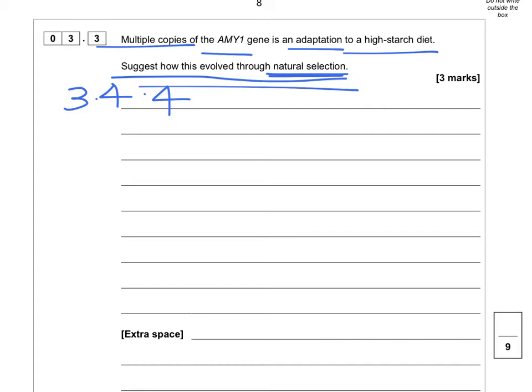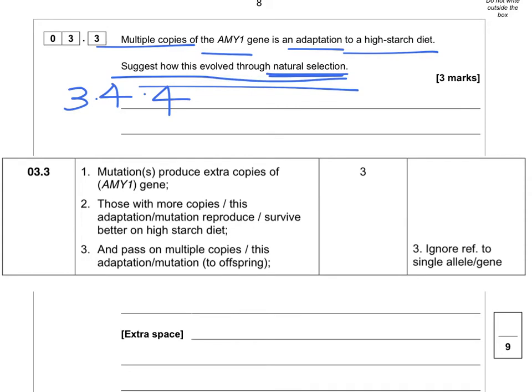So therefore, those with more copies of the AMY1 gene are likely to survive on this high starch diet. And if they survive, they pass on multiple copies of the AMY1 gene to their offspring. So whilst you're talking about genes, this is natural selection. So mutation produces the extra copies. Those with the mutation survive better on the high starch diet, and they pass on those multiple copies to their offspring.